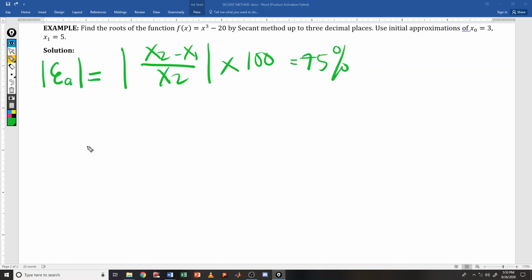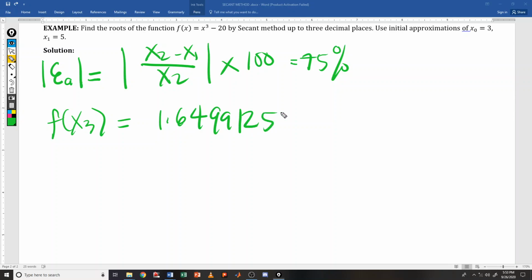Okay, so the result of x3 we have to substitute. So f of x3 is 1.649912524. So the value of our x3, as earlier we have solved, is 2.787096774. So for the function of x3, we get 1.649912524, using the function f of x equal to x cubed minus 20.